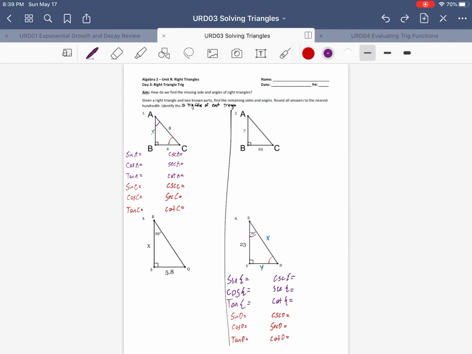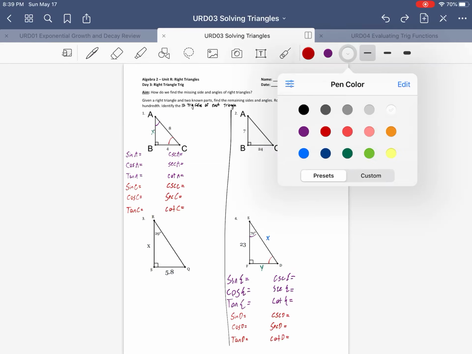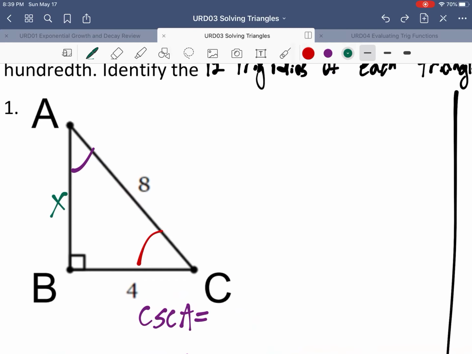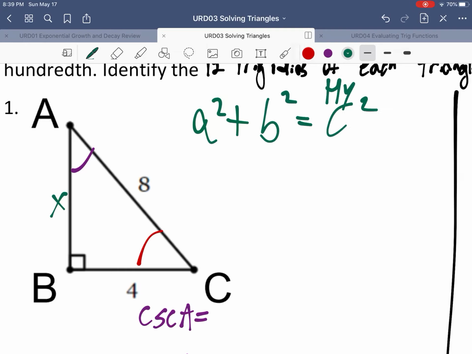So starting off, we're going to be working with finding the missing side length. So that is side AB, which I've called x. So to find the missing side, knowing 2 sides of a triangle, we're going to be using the Pythagorean theorem. So that's a squared plus b squared equals c squared, where c squared is the hypotenuse. So in this case, the hypotenuse is 8, because that's what we're given, equals x squared, because that's one of the 2 legs, plus 4 squared.